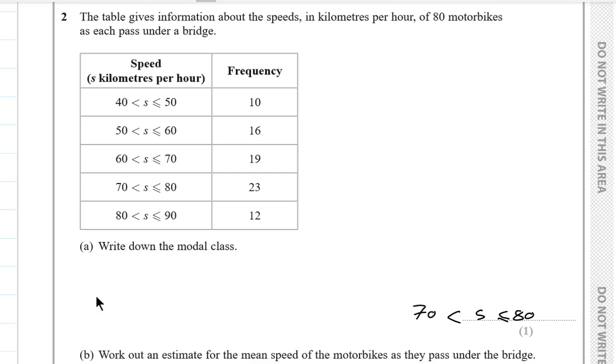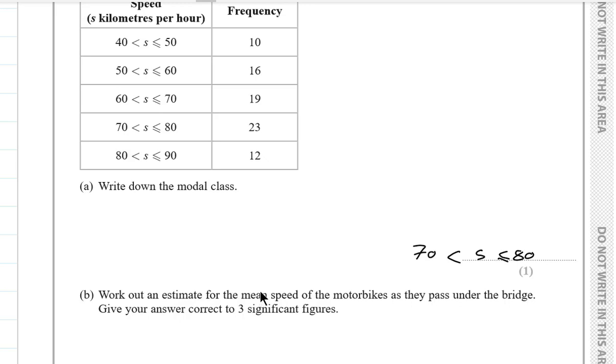B. Work out an estimate for the mean speed of the motorbikes as they pass under the bridge. Give your answer correct to 3 significant figures. As I told you before, we can write here the mid-interval of each class, which can be calculated by adding 40 plus 50, which is 90, divided by 2, it will be 45, right? Or you can say that it's the value which is equidistant from both boundaries of the interval. Also here it will be 55.